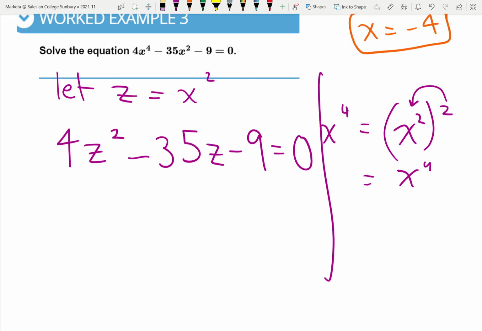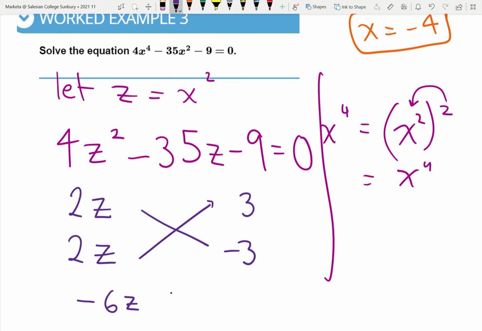So I've substituted z for x squared, and now let's say 4z times z. Actually, let's do one that I know is going to be wrong first so I can show you the trial and error process. So 2z times 2z equals 4z squared. 9, let's do 3 times negative 3. So let's cross multiply. 2z times negative 3 is negative 6z. 2z times positive 3 is positive 6z. And that equals 0. So that's certainly not what we want. We're trying to get to negative 35z. So let's see what we can do.